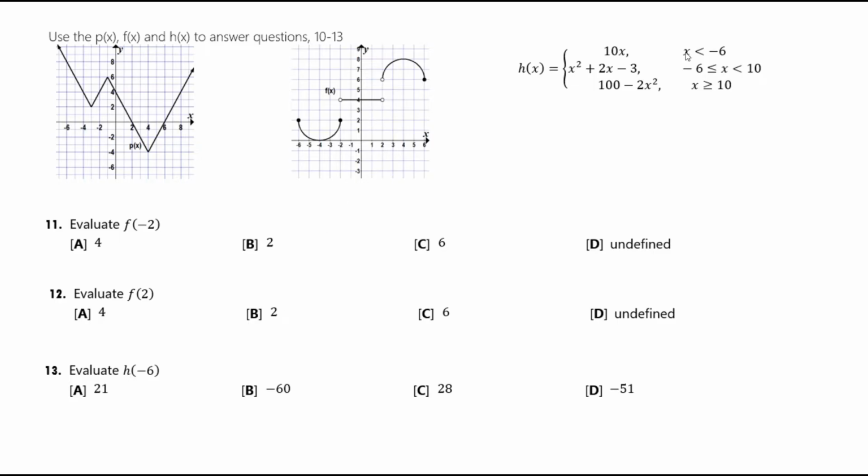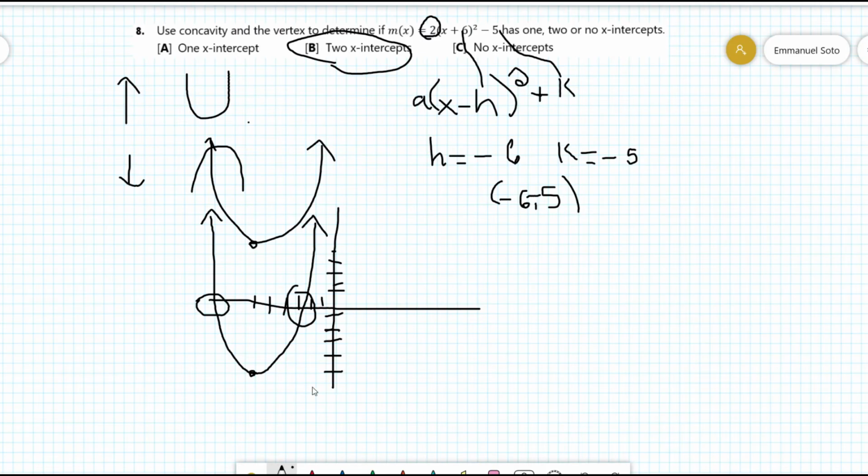Now we're going to use h, so we're going to use the right side. In order to do this, we're going to plug in -6 into the function. We can only plug it in for x here. So we're going to go ahead and show you how to do this. Let's go ahead and show you here.